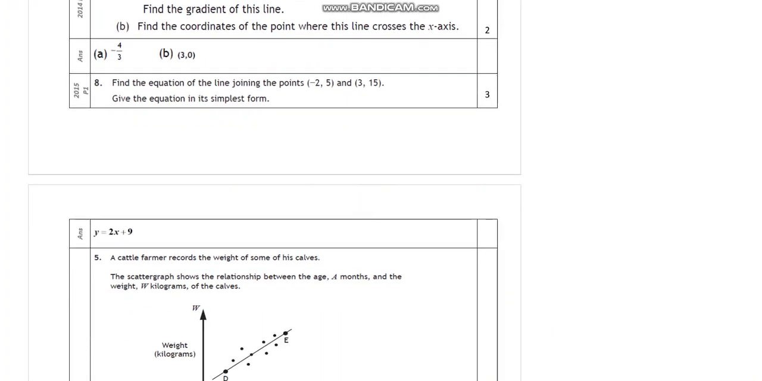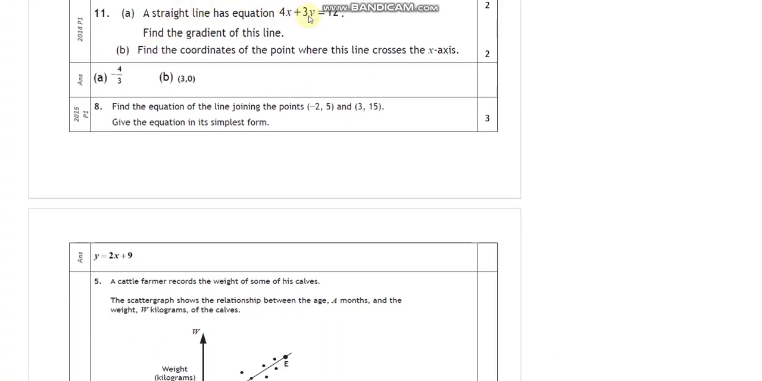So let's start. So a straight line has this equation. Find the gradient of the line and find the coordinates of the point where it crosses the x-axis. Okay. So to get the intercept, just need to rearrange it into y equals mx plus c. So let's rearrange that. I'm going to take away 4x from both sides. That's equal to negative 4x plus 12. Then I'm going to divide by 3. So it's negative 4 over 3x plus 12 over 3, which is 4. So that's the gradient, and this is the intercept.